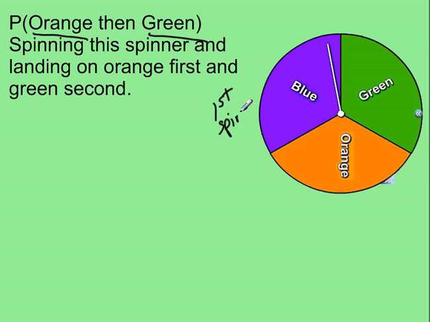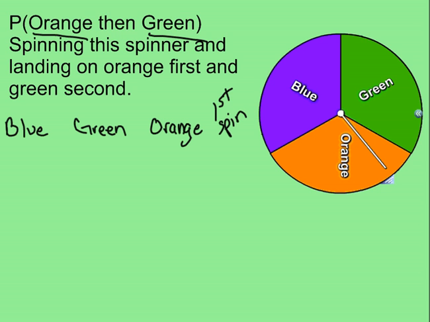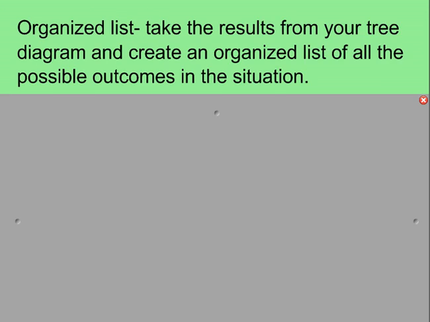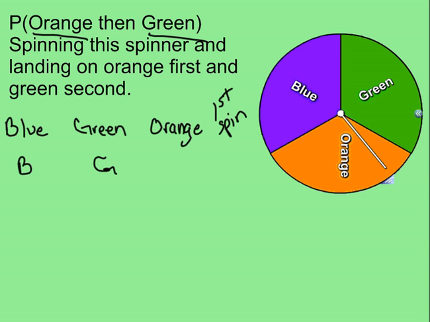And let's think about the different options we have for the first spin. If I spin this spinner, it can either land on blue, green, or orange, right? That is my first level of the tree diagram. It is my first spin. And actually on tree diagrams, I encourage you to abbreviate it. So you could even just put B, G, and O.